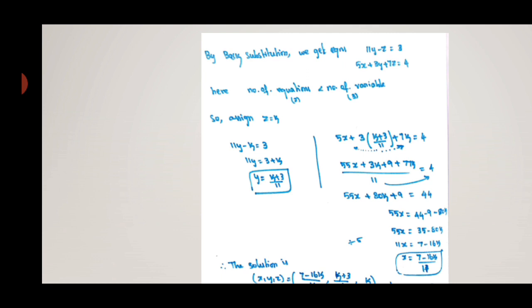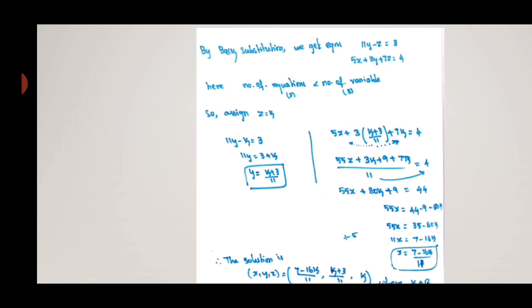So you get 3 plus k equal to 11y. From that, if you want to find y, take 11 to the other side. So y is k plus 3 by 11. 3 plus k and k plus 3 both are same, so I write it as k plus 3 by 11.